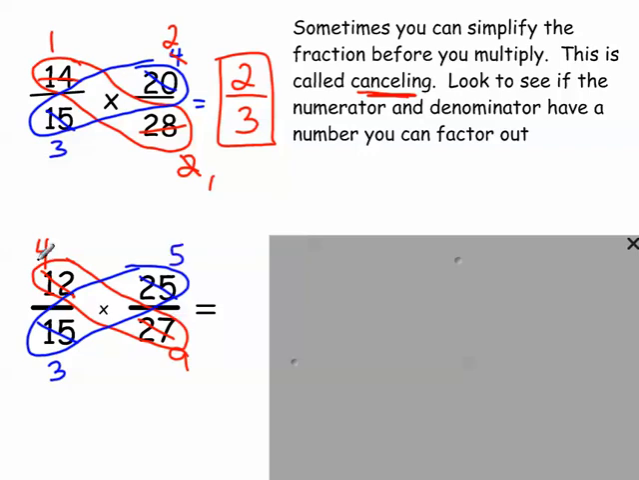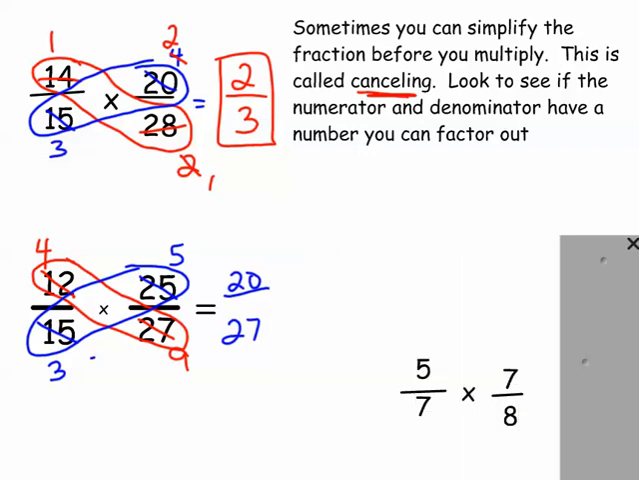Okay? Now I'm going to look for any others. Numerator, denominator, no. Numerator, denominator, no. Remember, you have to have a numerator and a denominator. You can't look at both bottoms or both tops. Okay? So multiply straight across. 4 times 5 is 20, and 3 times 9 is 27. Okay? It will get better after you practice more. It will get better, I promise.